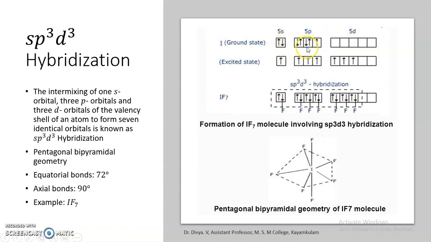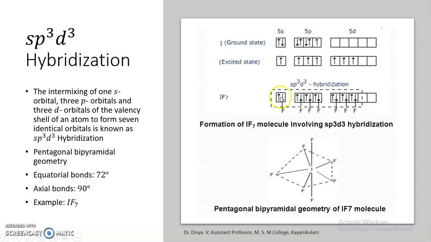During excitation, the paired electrons get unpaired, and three of these electrons get excited to 5d orbitals, and these 7 atomic orbitals hybridize to form 7 sp3d3 hybridized orbitals of equivalent energy and identical shape. They are directed towards the corners of a pentagonal bipyramid, and this is the geometry of the IF7 molecule.